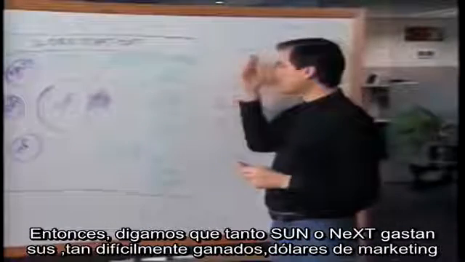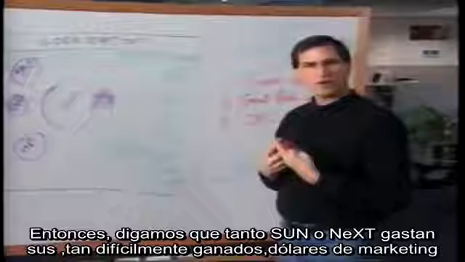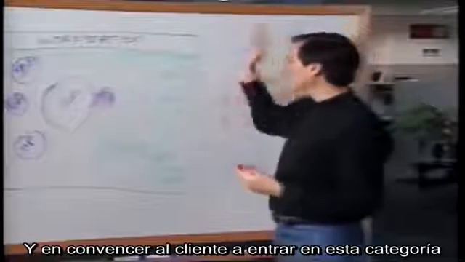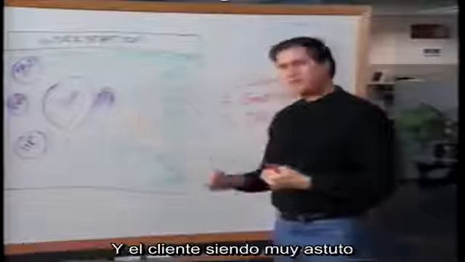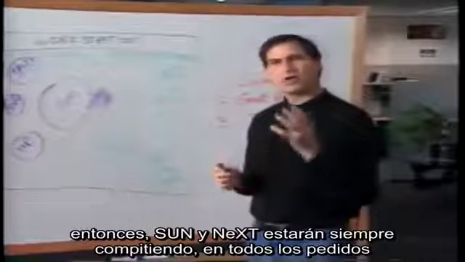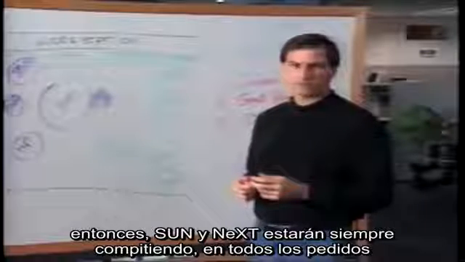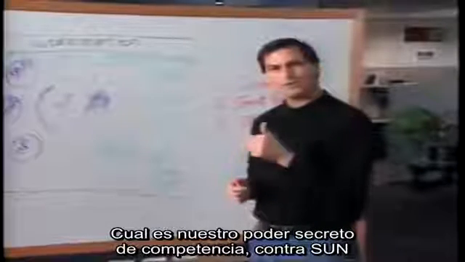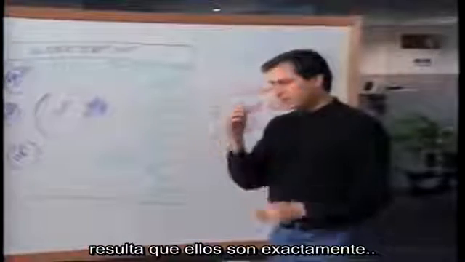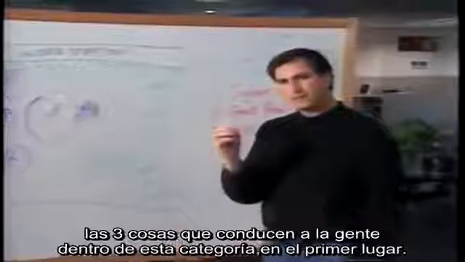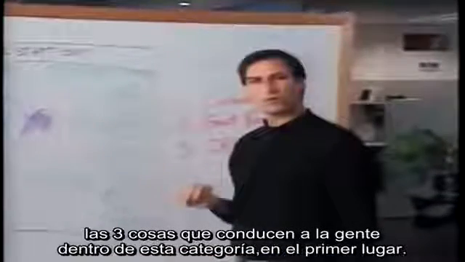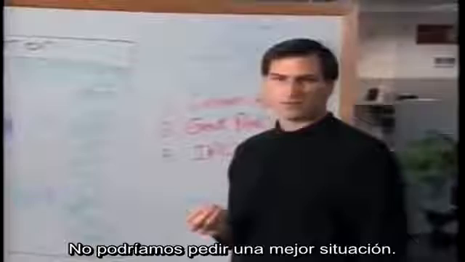So let's say Sun or Next spend their hard-earned marketing dollars and sales energy and convince a customer to move into this category, and the customer, being a smart one, calls up the other company, so that Sun and Next are always competing for every order. What are our key competitive strengths against Sun? It turns out that they are exactly the 3 things that are driving people into the category in the first place. We couldn't ask for a much better situation.